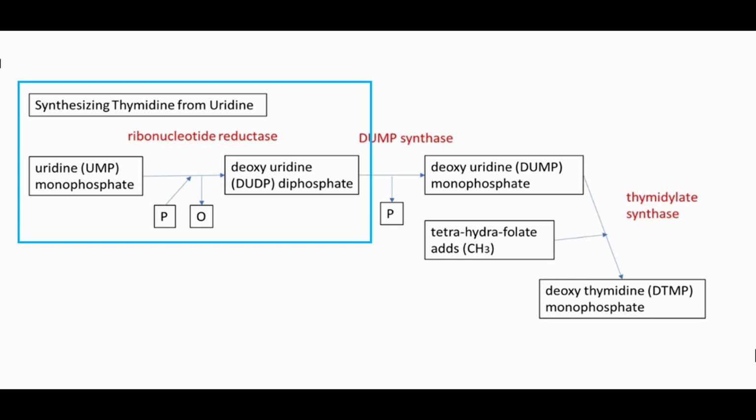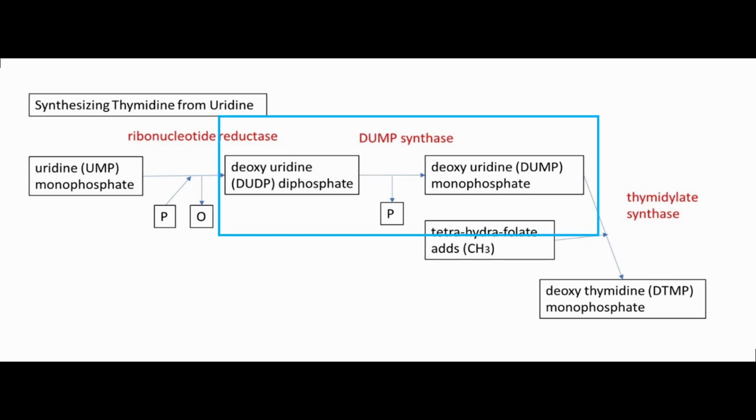To get thymidine, T, from uridine, U, in step 1, the enzyme ribonucleotide reductase removes an oxygen from the ribose to convert it to deoxyribose, and adds a phosphate, P, onto uridine monophosphate, UMP, to get deoxyuridine diphosphate, DUDP. In step 2, the enzyme DUMP synthase removes the second phosphate from deoxyuridine diphosphate, DUDP, to leave deoxyuridine monophosphate, DUMP.